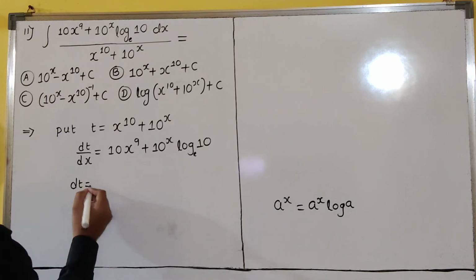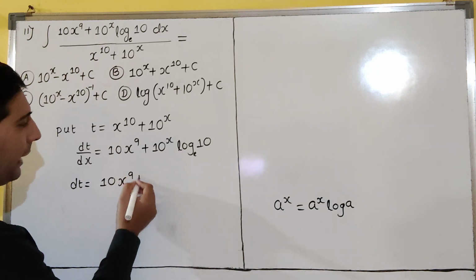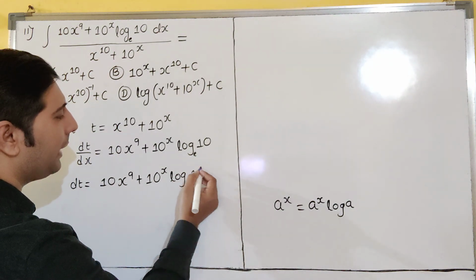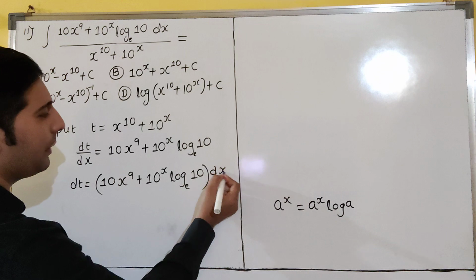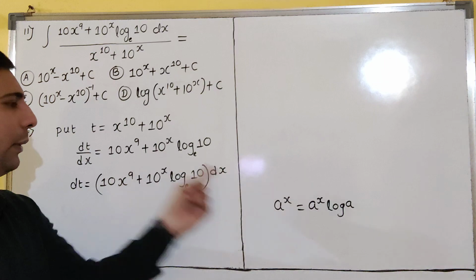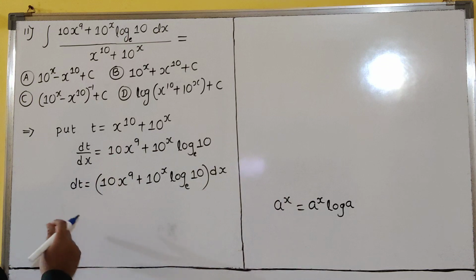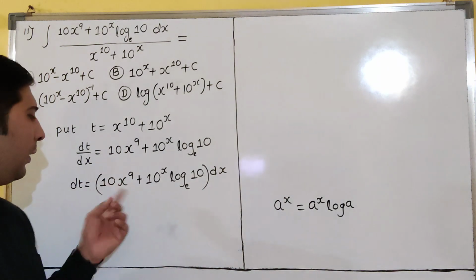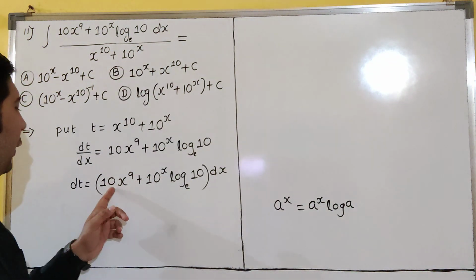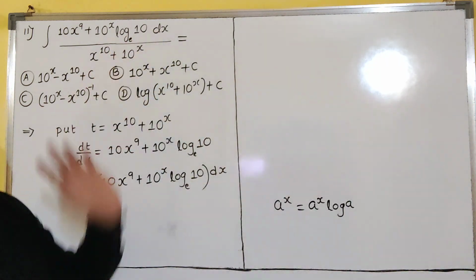So dt is equal to, so dx I will cross multiply. What is that here? 10 into x raised to 9 plus 10 raised to x log base e 10 into dx, dear students. Everyone understood? dx I have taken to this side. a raised to x derivative is a raised to x log a. Clear? x raised to 10 derivative is 10 into x raised to 9. So now you see all of you. What is this? This is your numerator or not? See here, yes or no? Numerator of 10 into x raised to 9 plus 10 raised to x log 10 into dx. It is there or not?